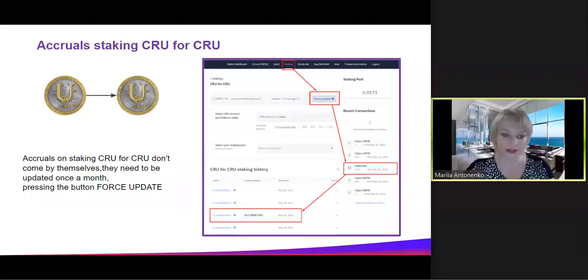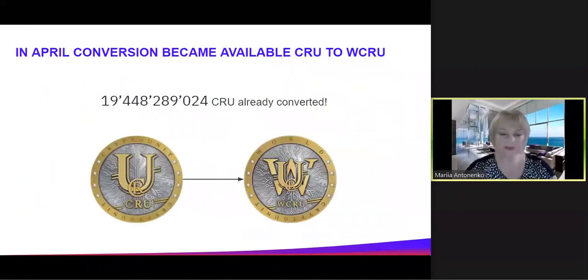You just have to remember that if you staked it on the 25th of March, then on the 25th or 26th of this month or next month, you go to your crypto wallet, you click on the force update, and your CRU tokens will go to your balance, and you can stake them for UNTB, or convert them into WCRU, or send them to the exchange, depending on your current financial situation and depending on your token strategy. Let's go to the next slide.